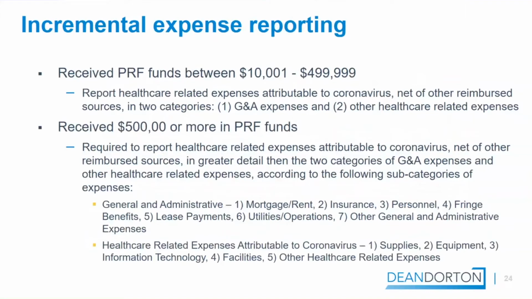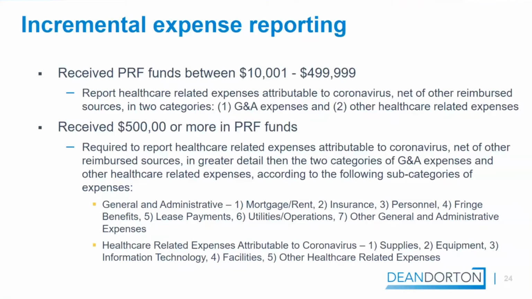In addition to lost revenues, incremental expense reporting is actually your first source of reimbursement for provider relief funds. It's step one in the approach. There are two categories of incremental expense reporting. The first is for everybody who received PRF funds between $10,000 and $500,000. You only have to report healthcare related expenses in two buckets: general and administrative expenses and other healthcare related expenses.